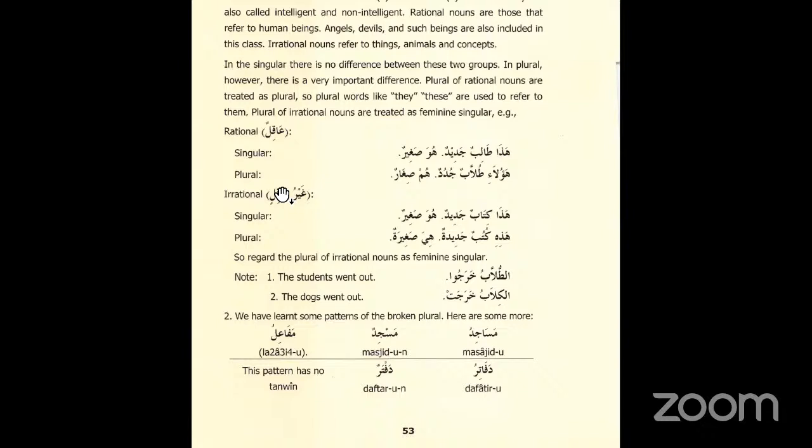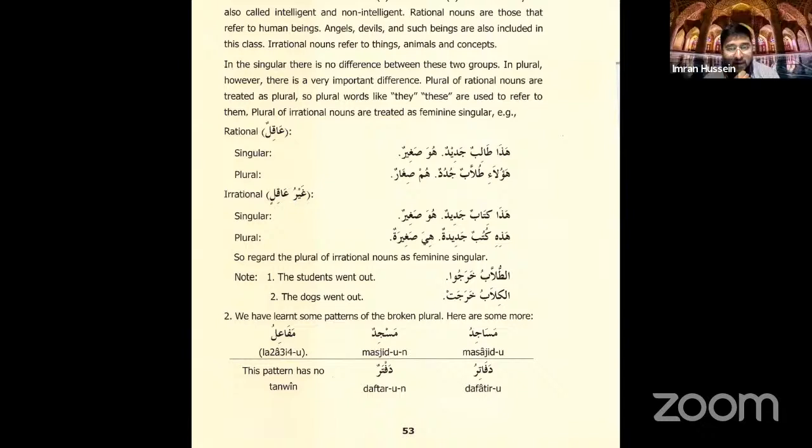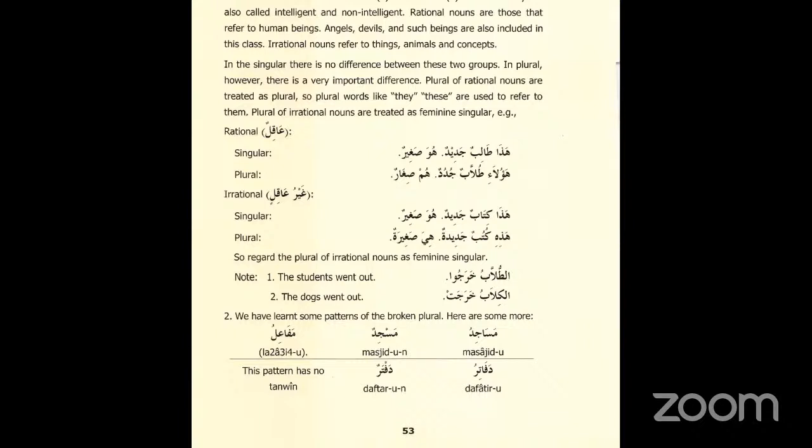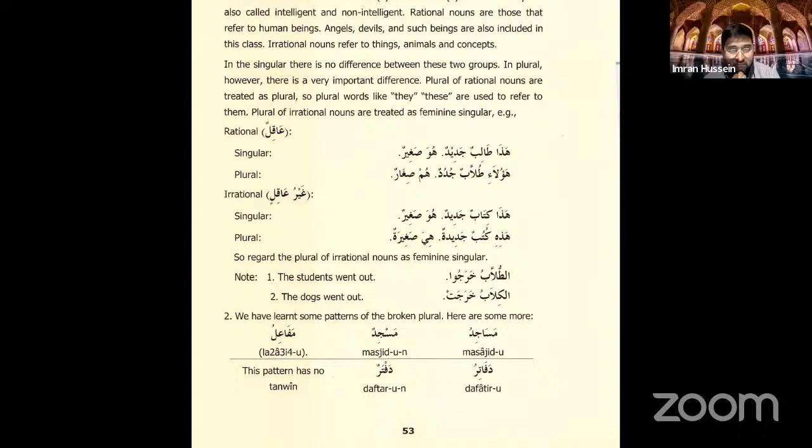Sorry, I'm totally lost. Go ahead, you can come on the mic. Help her. هذا طالب جديد. هذا طالب is mubtada and khabar is صغير. هو صغير. جديد. No. You got the first part right.